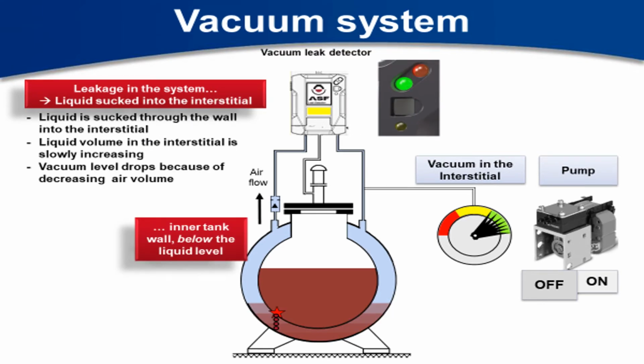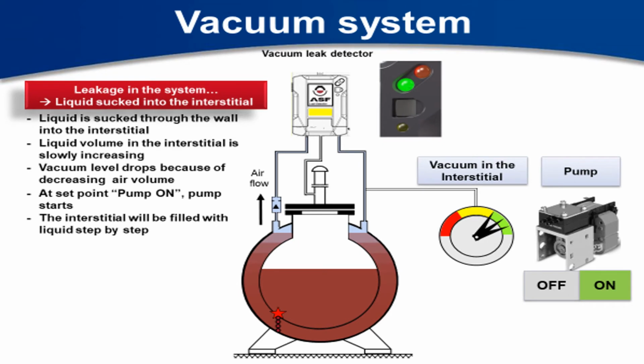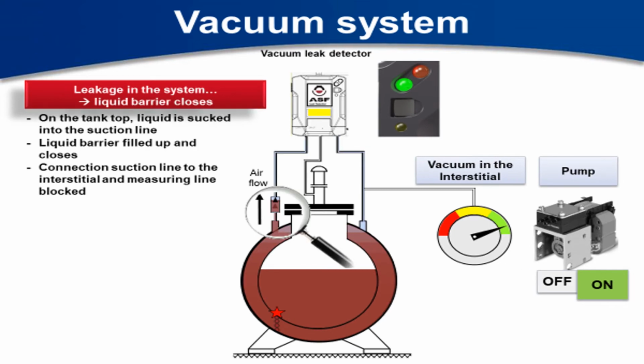This is the same system. If it has a leak on the primary tank below the liquid level, then you'll get liquid in the interstitial space, and that'll cause a change in the pressure for the vacuum, and you'll get an alarm. If you have it sucked up, it goes up until it hits there, then it sets off the alarm.